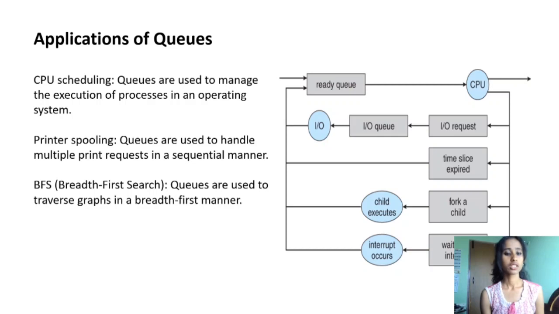Applications of queues. CPU scheduling, printer spooling, BFS. CPU scheduling. Queues are used to manage the execution of processes in an operating system. Printer spooling. Queues are used to handle multiple print requests in a sequential manner. Traversing graphs in a breadth-first manner.